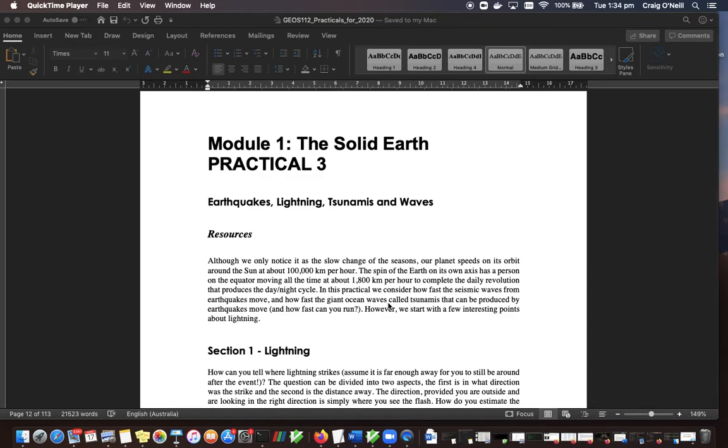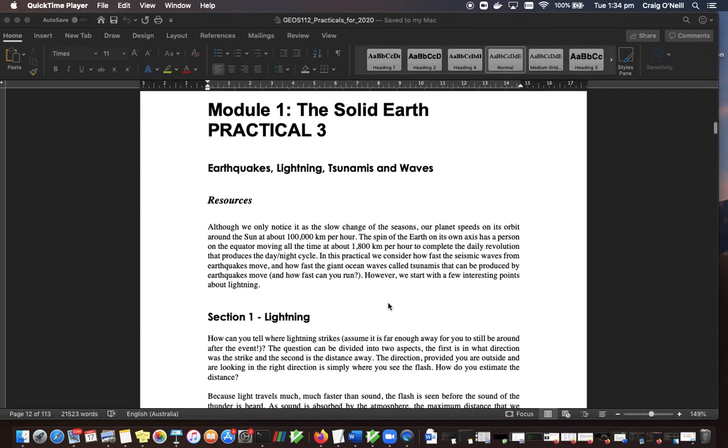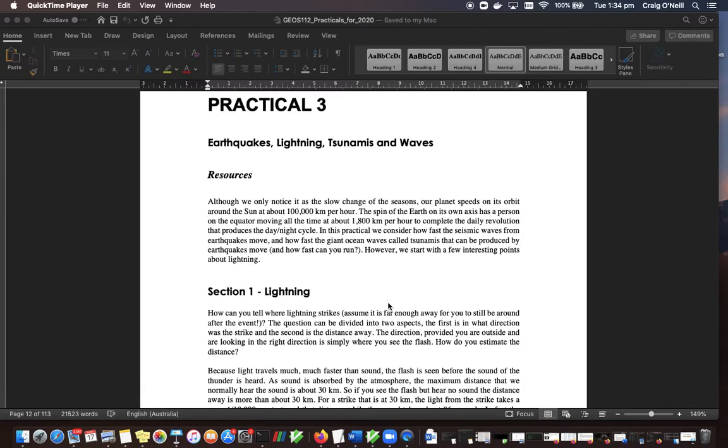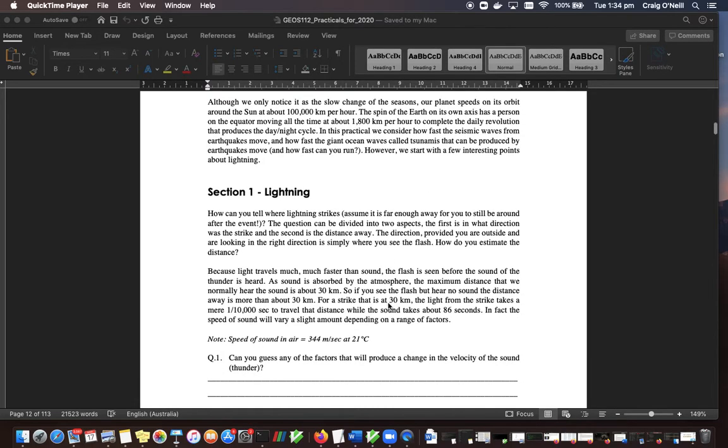Now, what I won't do is give you all of the answers in this, although I'll probably blurt out a fair number of them. Of course, the practical answers will come out eventually after the practical quizzes are all complete. So, to move on, the first section in this practical is lightning. In particular, we're considering how you work out how far away a lightning strike might be, based on the time difference between when you see the lightning strike and when you hear the thunder.